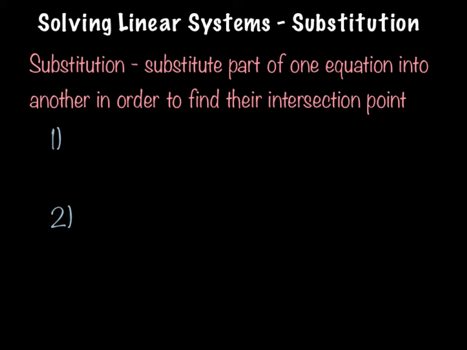Okay, so today we're going to learn the substitution method for solving linear systems of equations. First of all, as you can see, our definition of substitution is when we substitute part of one equation into another equation in order to find the intersection point. So when we're doing this, we're actually looking for where two lines cross.